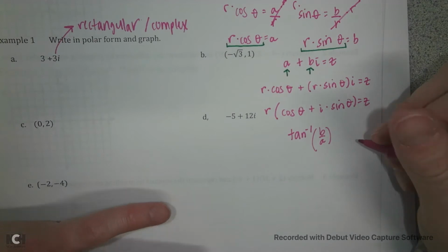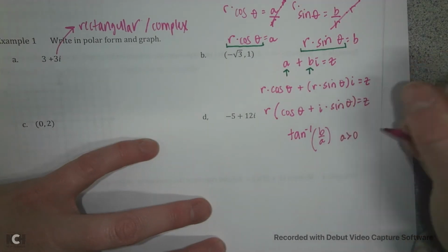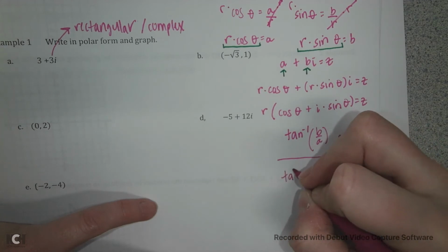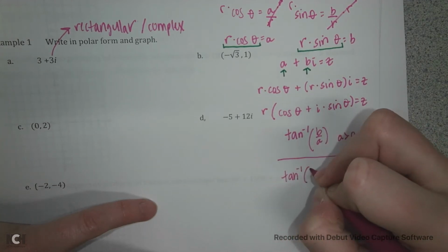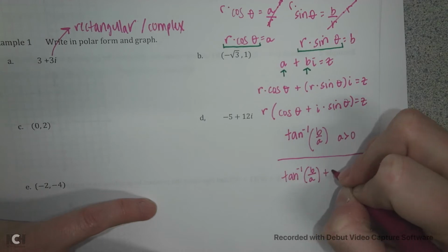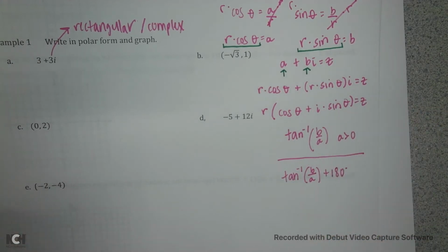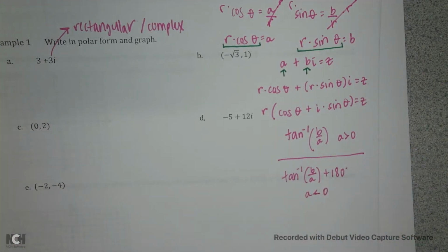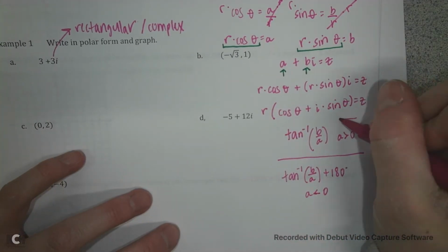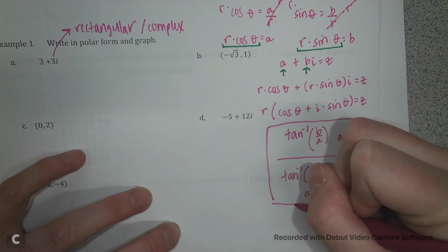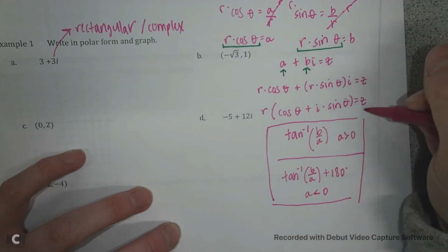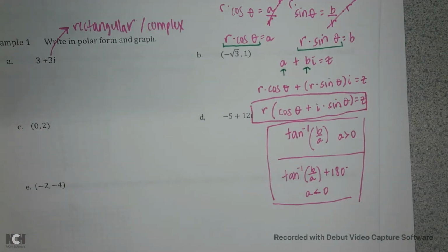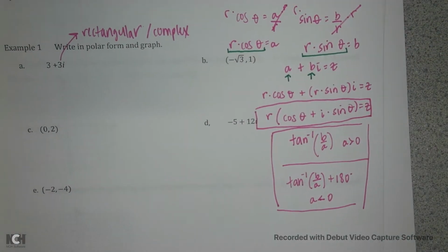Okay, now there is a rule. This works really, really well when a is above 0. If a is not above 0, then all you need to know is you are going to add 180 degrees to this answer. So when a is less than 0. There's another rule when a is equal to 0, but I don't want to do that, so not. Okay, so those are your two formulas that you need.